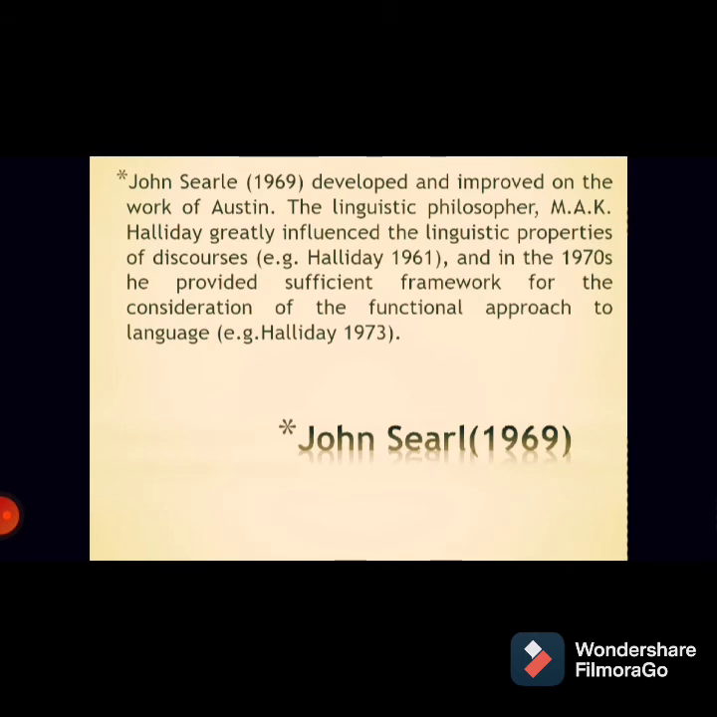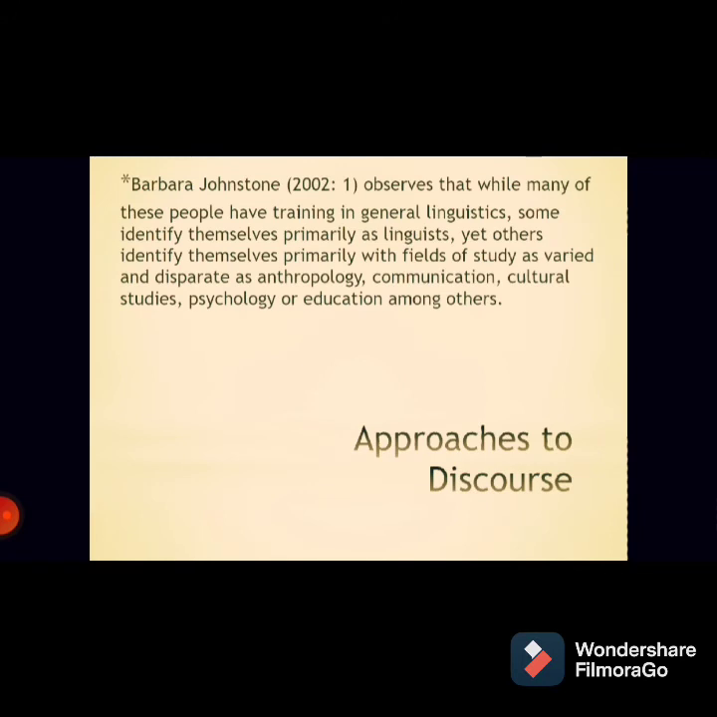John Searle, 1969, developed and improved on the work of Austin. The linguist M.A.K. Halliday greatly influenced the linguistic properties of discourse. Halliday, 1961, and in the 1970s he provided sufficient framework for the consideration of the functional approach to language.